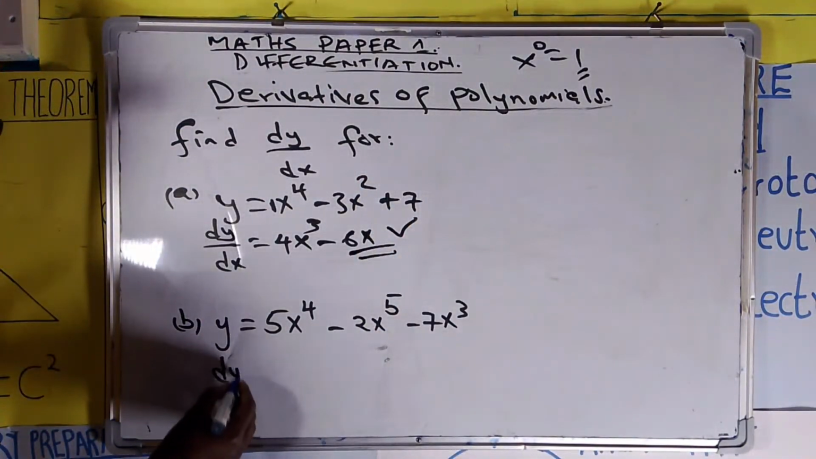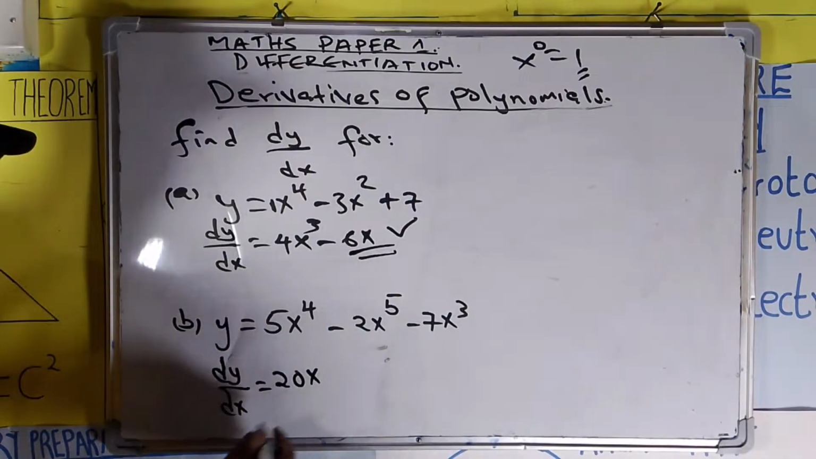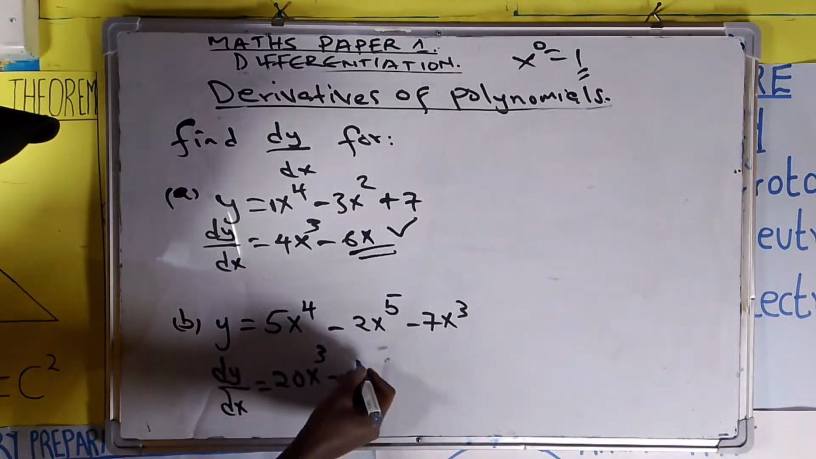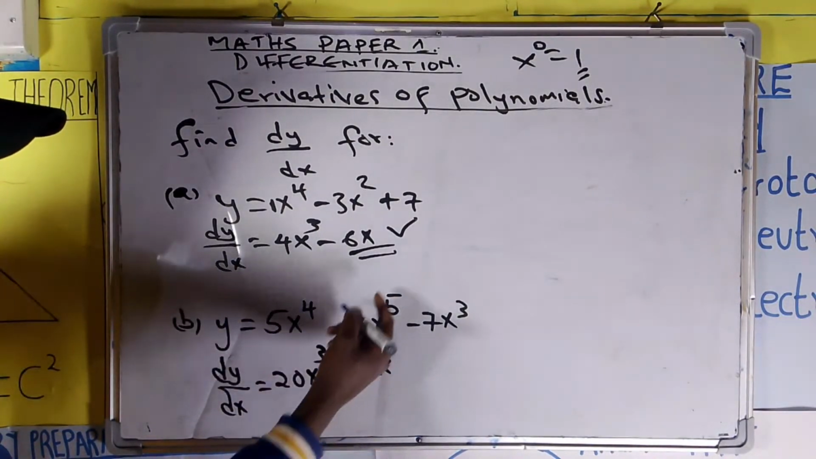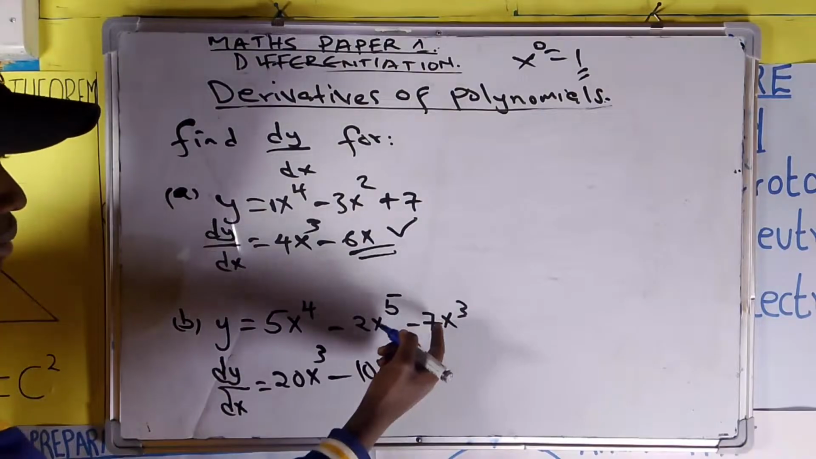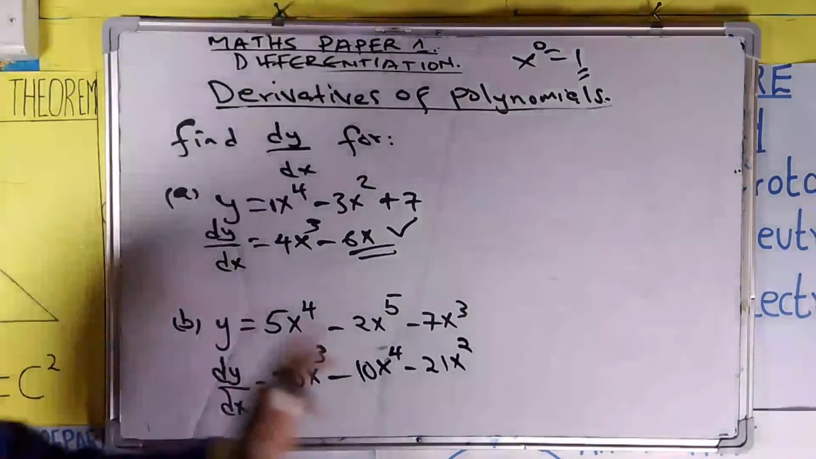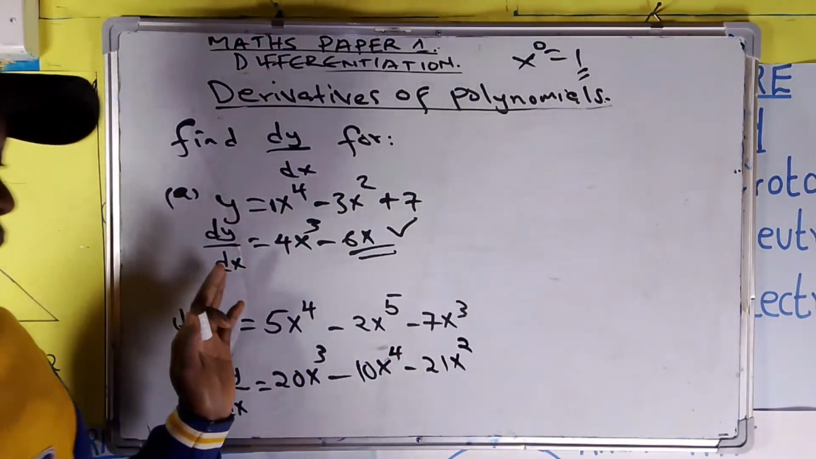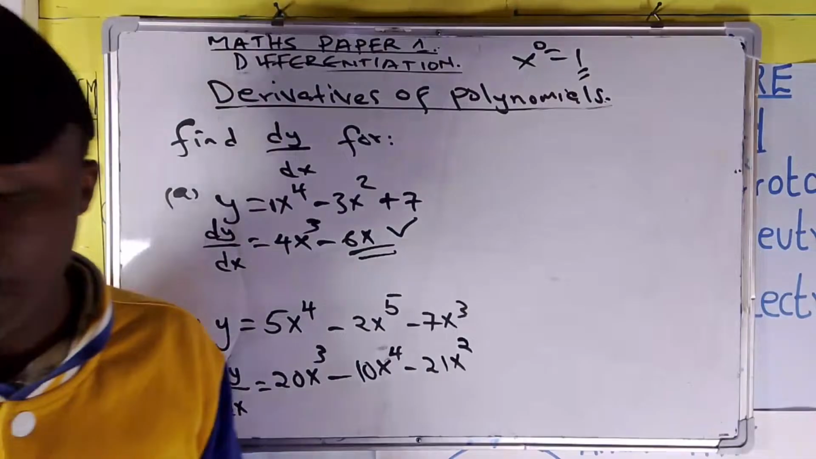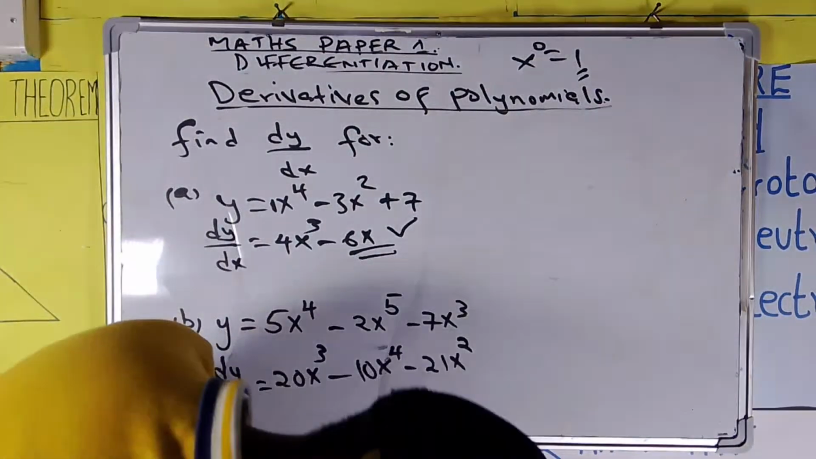We are done. This one, dy over dx is equal to 5 times 4 is 20, x to power 3. Why 3? 4 minus 1. Then minus 5 times 2 is 10, 10 x to power 5 minus 1 is 4. Then minus 3 times 7, 21 x, 3 minus 1 is 2. You can see the power is reducing by 1 as we move across the equation.